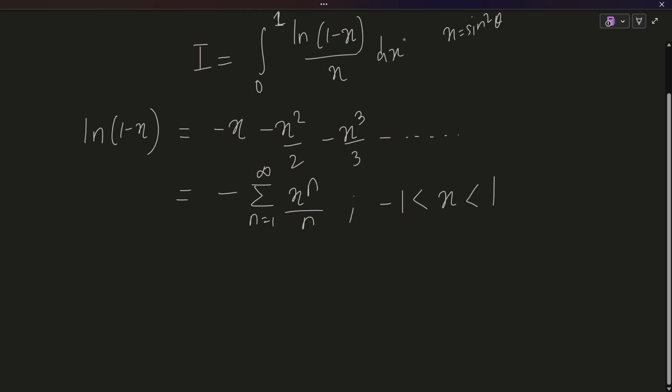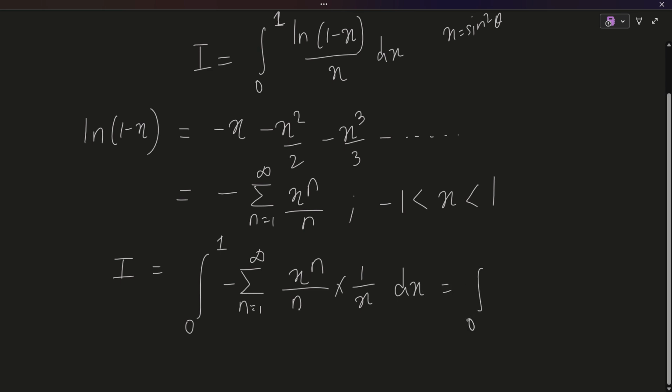So we can write here the integral from 0 to 1, and in place of ln of 1 minus x, we can simply put in this summation expression, which is minus the summation from n equals 1 to infinity of x to the power n divided by n. And then there is a 1 by x there, dx. On simplifying a bit, you get that this is simply the integral from 0 to 1 of minus the summation from n equals 1 to infinity of x to the power n minus 1 by n dx.